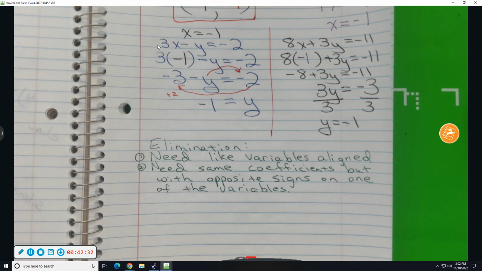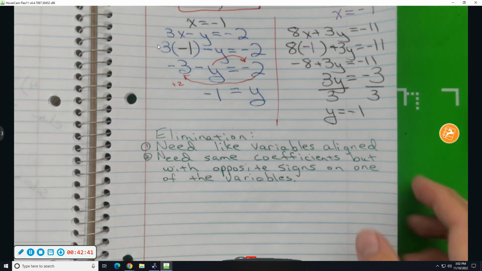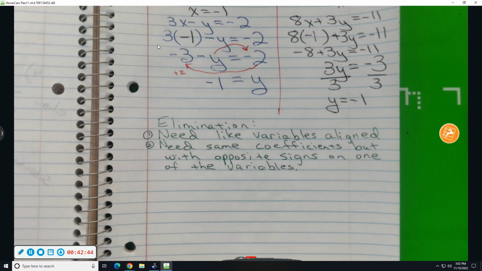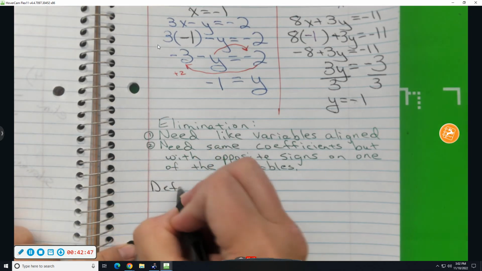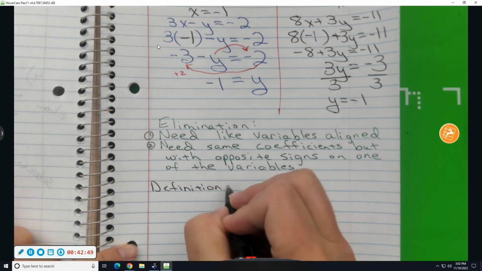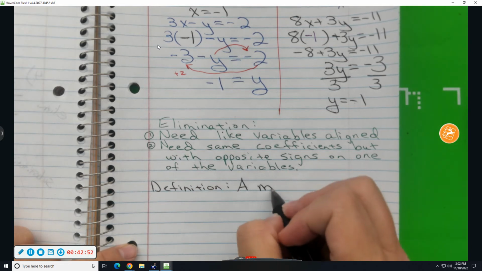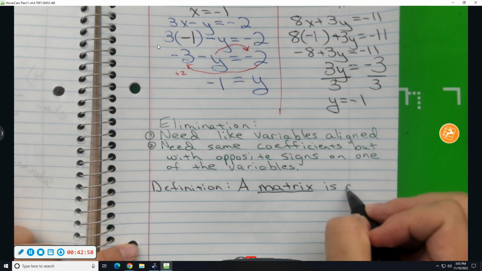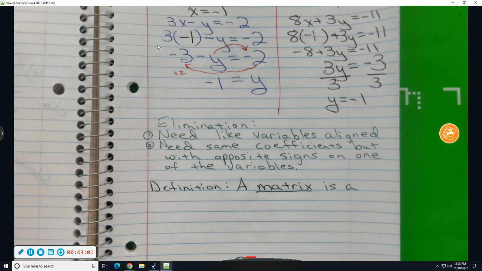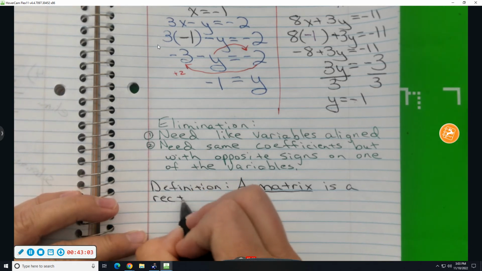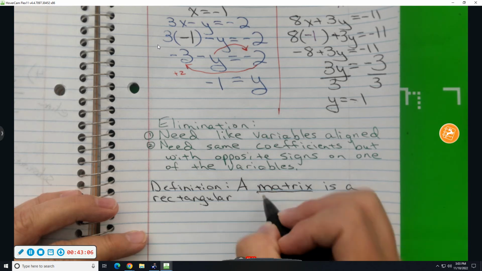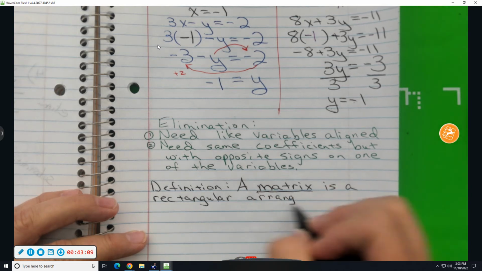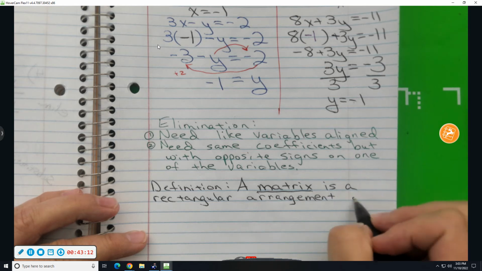Next, it's now time for you to mention what a matrix is. Okay. I have a definition, a real vague definition. A matrix is a rectangular arrangement of numbers. Nothing fancy about it. It's just a rectangular arrangement of numbers.